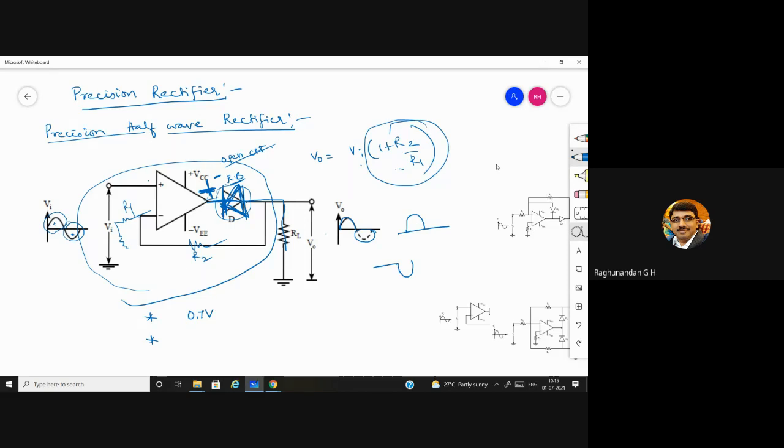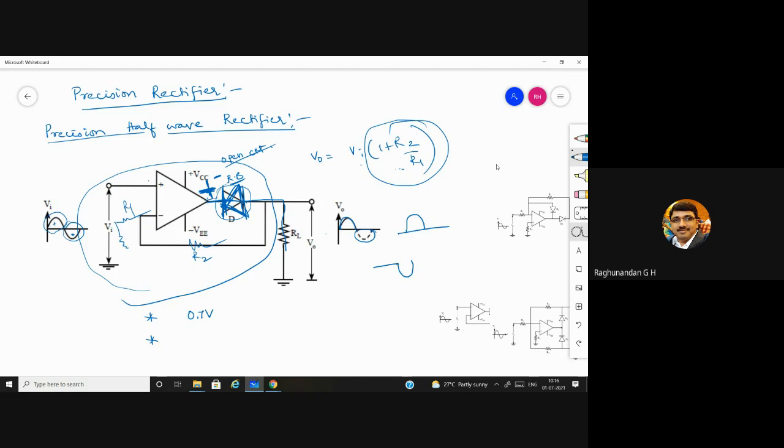So if the op amp output goes to saturation automatically, the frequency response will be affected, because when it goes to saturation level, the signal starts getting clipped off. When the signal starts getting clipped off, during that time the frequency response will also be affected. To overcome this, we are going to use a non-saturating op amp.